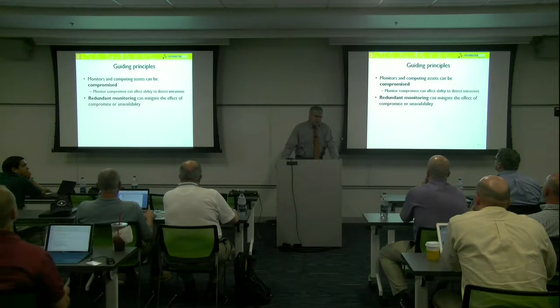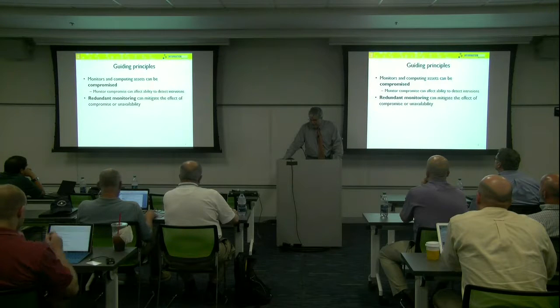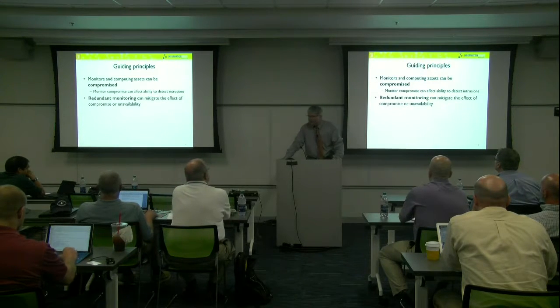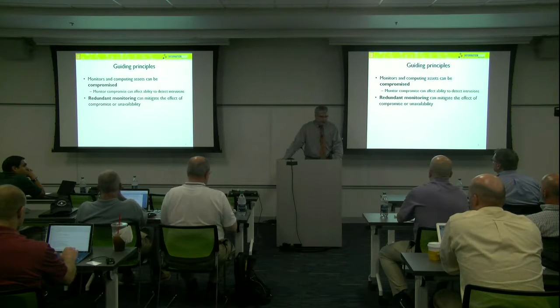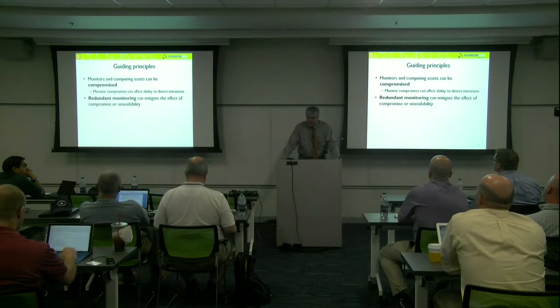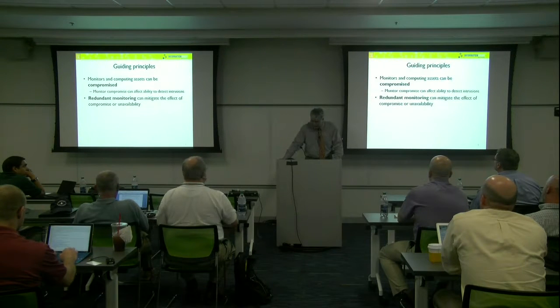Okay, so what are the guiding principles? The guiding principles are that the monitoring and the computing assets can be compromised. Compromised monitors can affect the ability to do detection. And you'll see we have a metric that we use in a relative sense to try to reason about our beliefs and the likelihood of compromise about particular monitors. And we have an ability to evaluate the usefulness of redundant monitoring in this system that can be used to mitigate this effect of potentially compromised monitors.